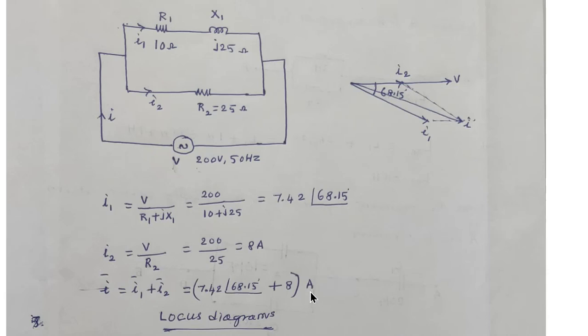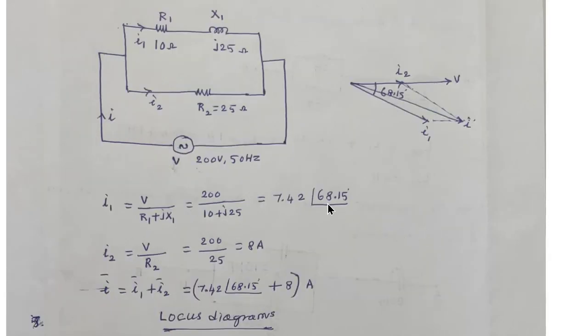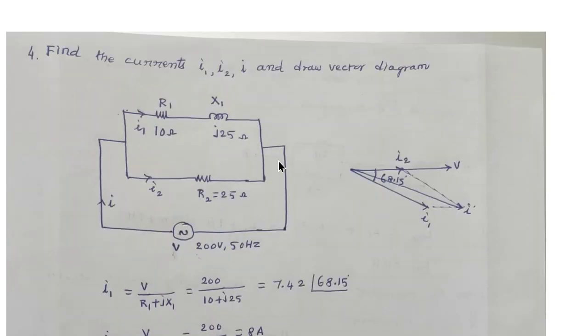And if you represent that in vector form, because it is a parallel circuit, we take the voltage as a reference like this. I2 is the current flowing in a pure resistor R2, so it is in phase with the applied voltage V. Then I1 will lag the voltage by some angle, but it's not 90 degrees because of the presence of the resistor, and that angle here is 68.15 degrees. So I1 lags V by 68.15 degrees. The resultant of I1 and I2 will give us I like this. So this is the VI vector diagram for this problem.